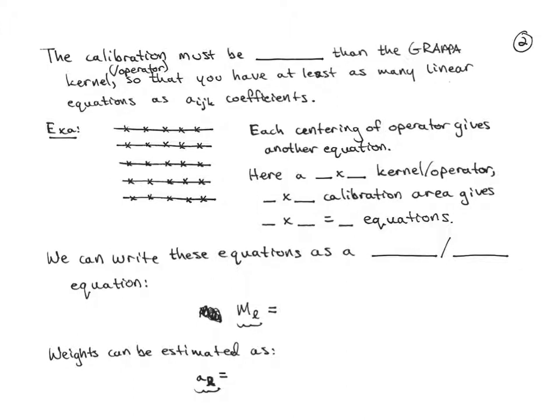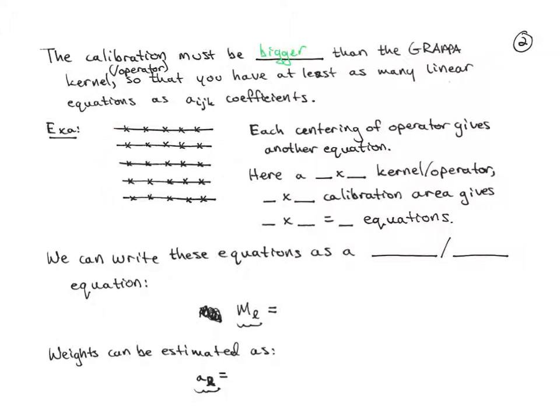Now the calibration region must be bigger than the GRAPPA kernel or operator. Typically it's much bigger, so that you have at least as many linear equations, if not many more, as you do A_ijk coefficients. Specifically, you want to take the calibration region to be the middle of k-space, since that's where you have the most SNR.